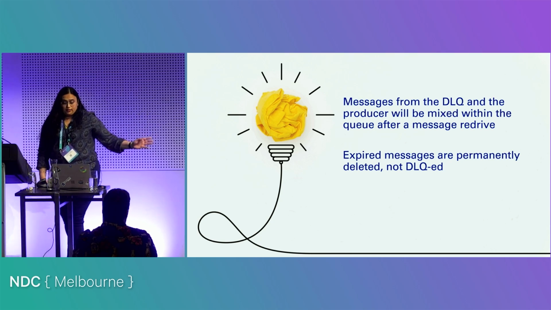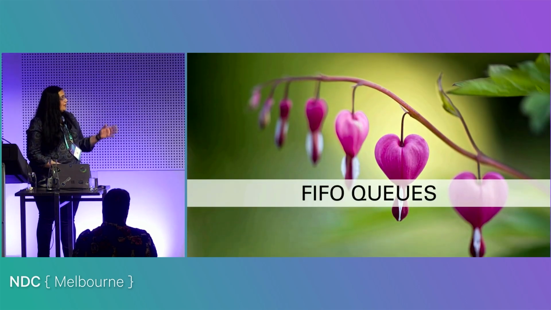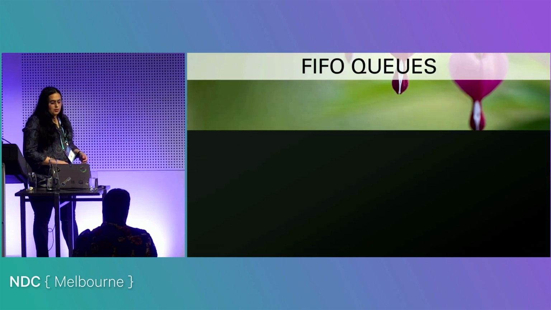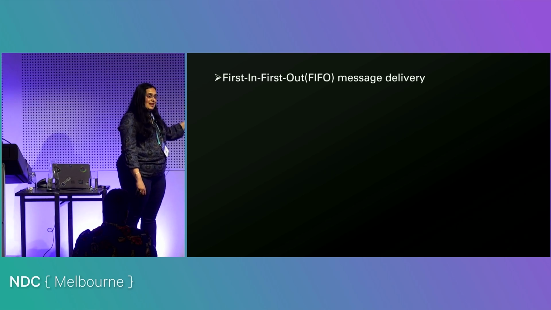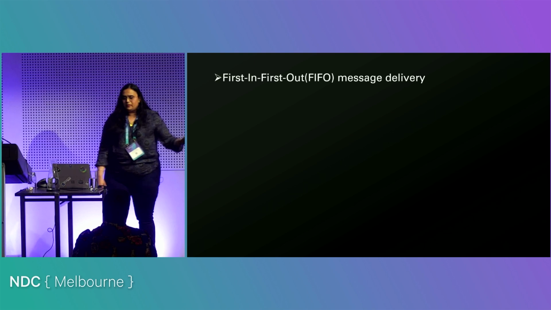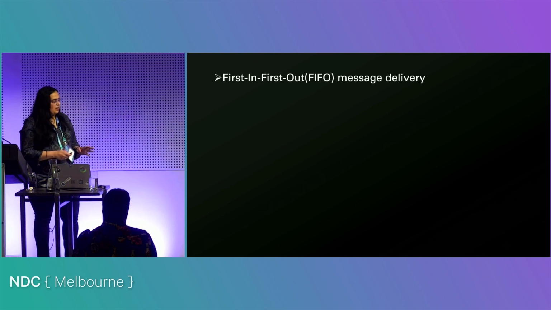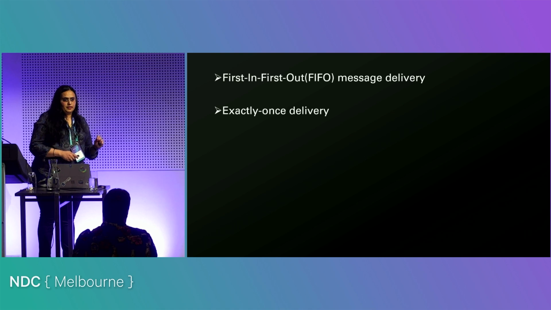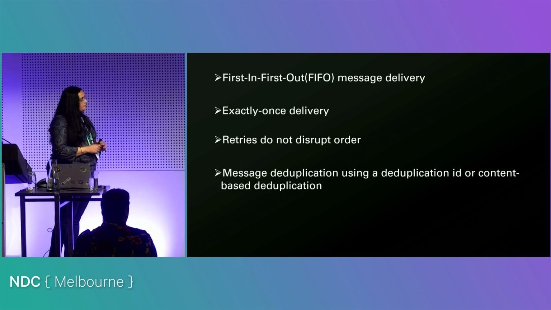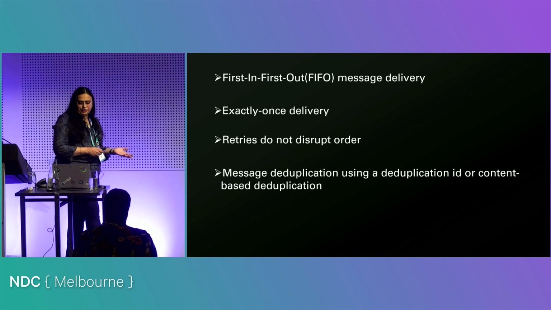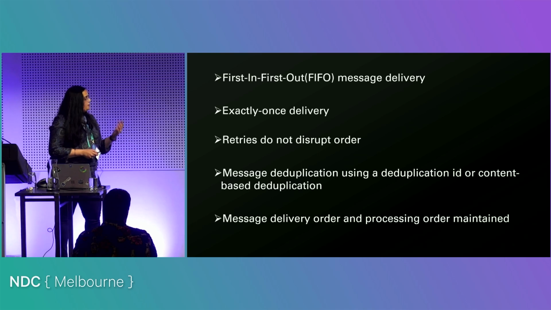So that is all about SQS standard queues. You might want to look into FIFO queue, which is all about first in, first out message delivery. Everything that we spoke about SQS standard queues matter, like long polling, short polling, visibility timeout, dead lettering, all of that matters here. But it focuses on exactly once delivery. So message is always delivered exactly once. Retries do not disrupt order. And there's message deduplication baked in using a deduplication ID that you can provide, or you can enable content-based deduplication. And if you have a delivery order and a processing order in FIFO queue, that is strictly maintained.